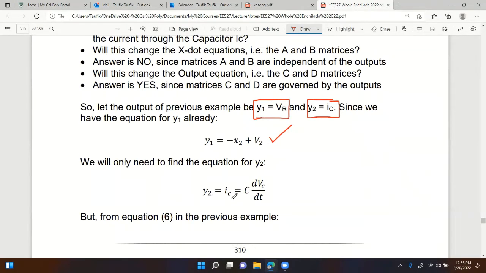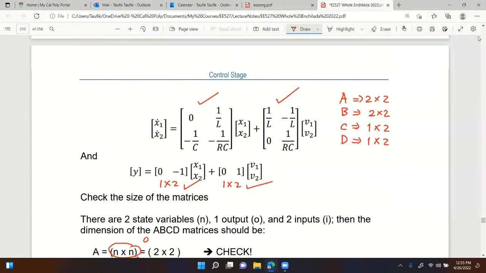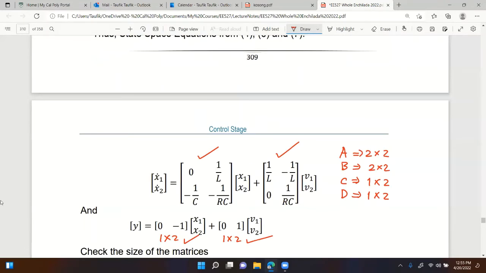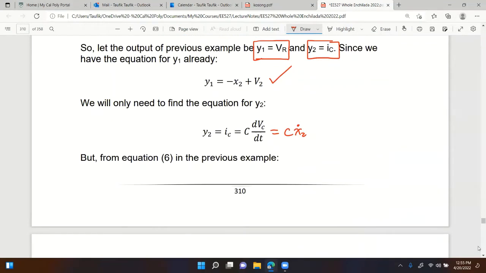So y2 is equal to IC, and we know that IC is equal to C dVC/dt, right? And C dVC/dt is C x2 dot, isn't it? So do we have the equation for x2 dot? Yes, we do, right? That would be this one right here, x2 dot. You have the x2 dot equation. So now you just need to plug the x2 dot equation into y2.